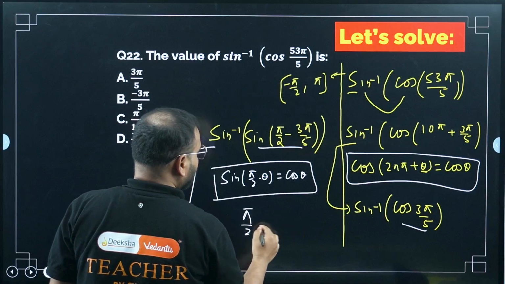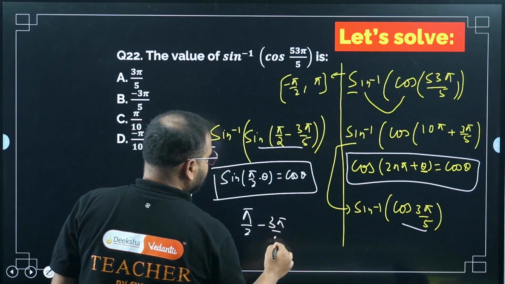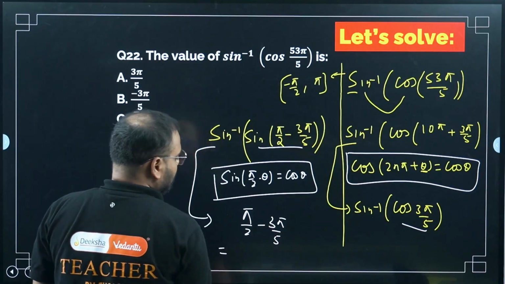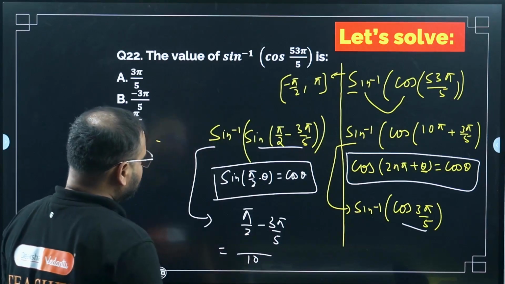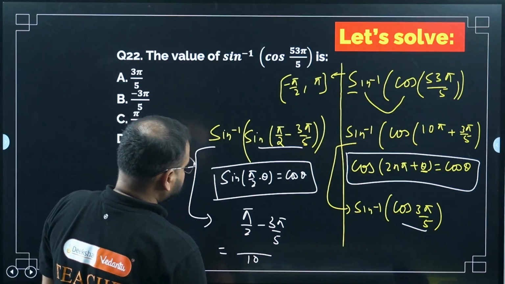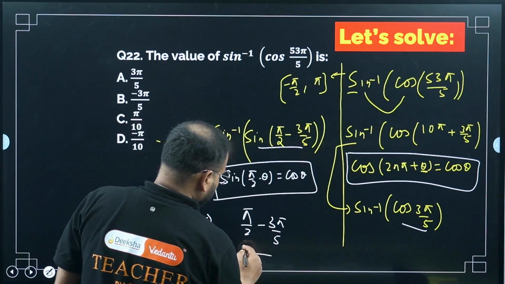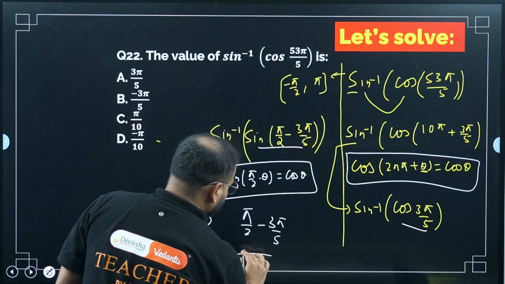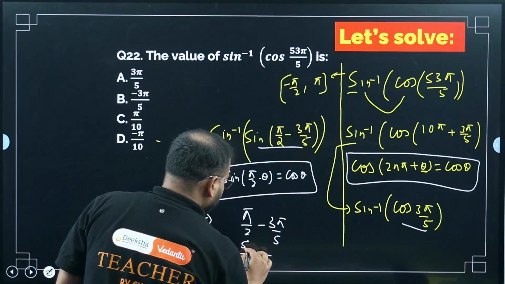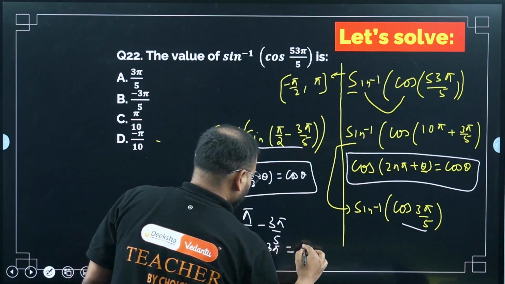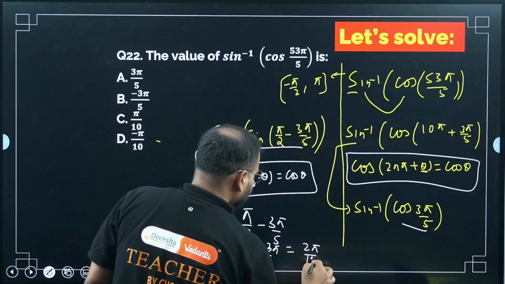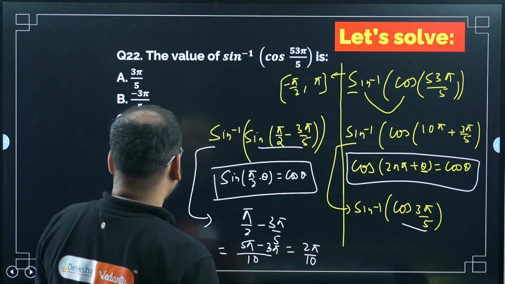So pi by 2 minus 3 pi by 5. Simplify. What is the answer? The LCM over here is 10. So 2 5s are 10, so 5 pi minus 3 pi. How much is that? 2 pi by 10. Okay.